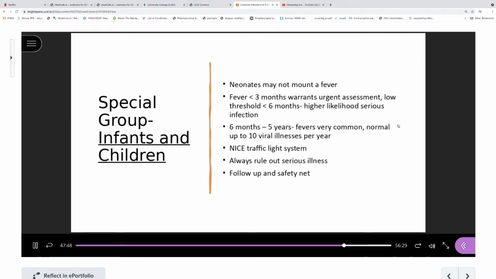Infants who are 6 months and above, so 6 months up to school age, will have fevers very commonly, and we deal with many of these in a normal year, but much less in the last year, which has been anything but normal. So we reassure parents if they feel their child is having multiple viral illnesses. We do reassure them that in this age group, it's quite normal to have up to 10 viral illnesses per year, which of course is a lot. And then once they reach school age, this usually reduces quite a bit.